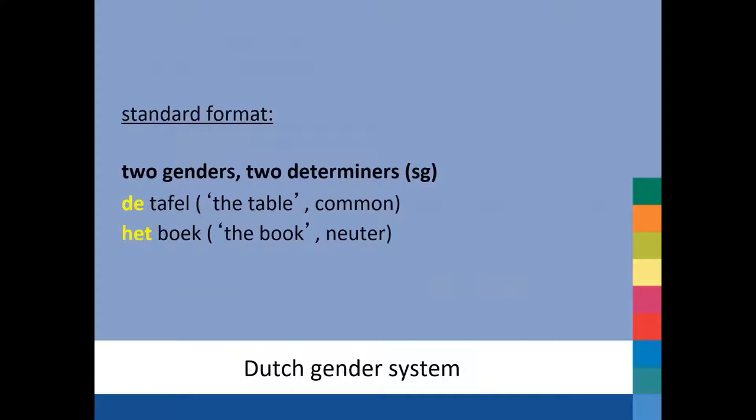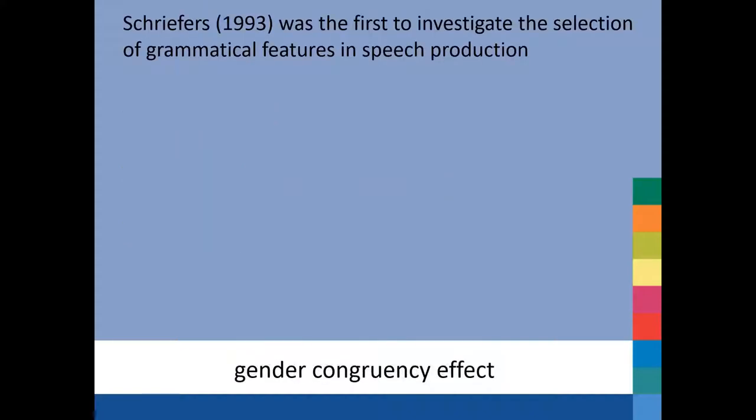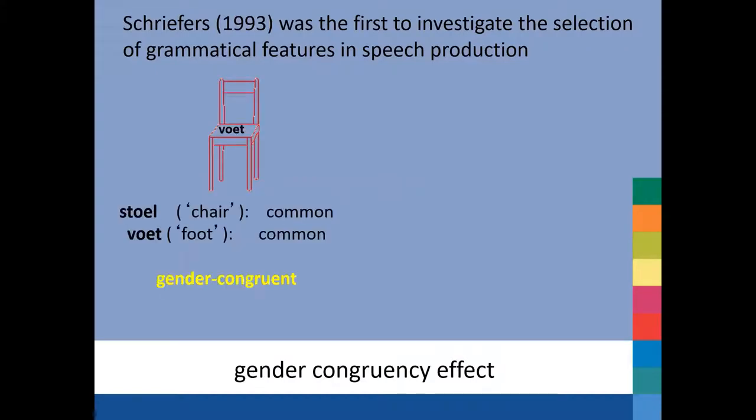Okay, so let's look at the Dutch gender system. As many of you may know, Dutch has two different genders, and these two genders are marked by two different articles. For example, we have de tafel, the table, versus het boek, the book. Okay, good. My colleague Herbert Schriefers was the first to investigate the processing of these grammatical features in speech production by running the following experiment.